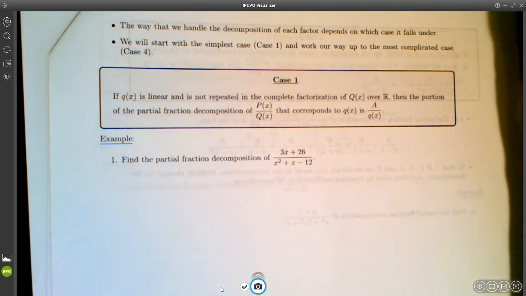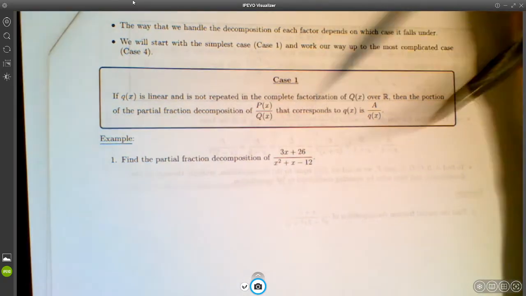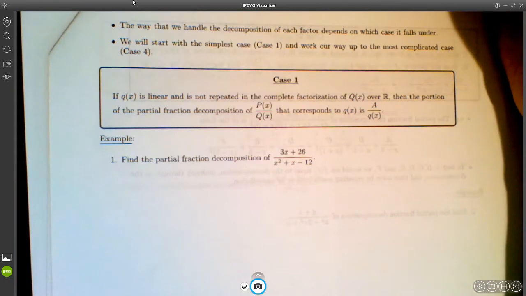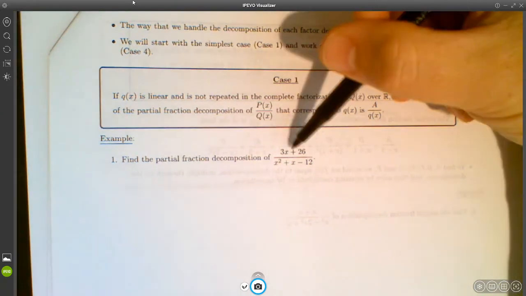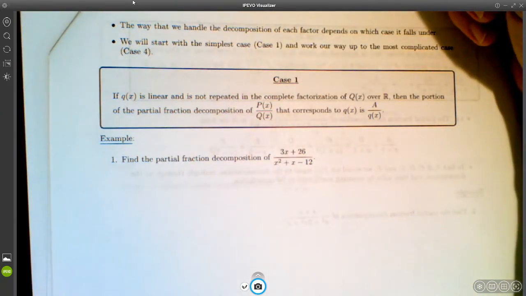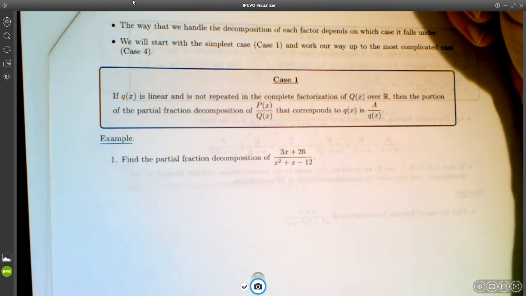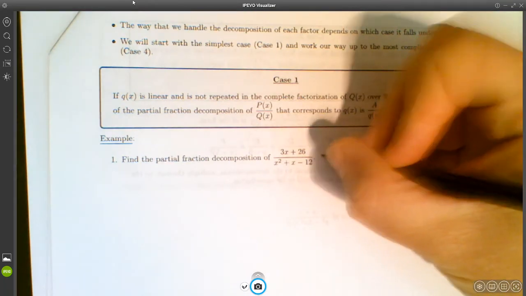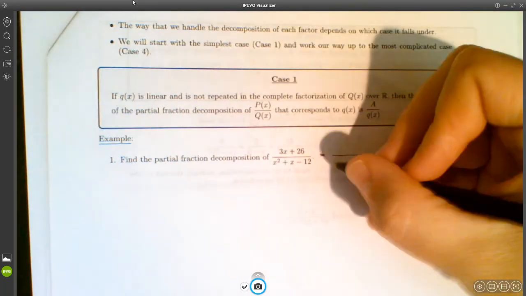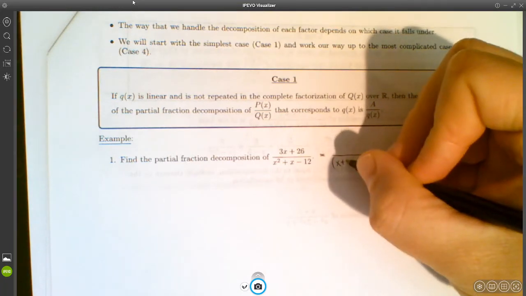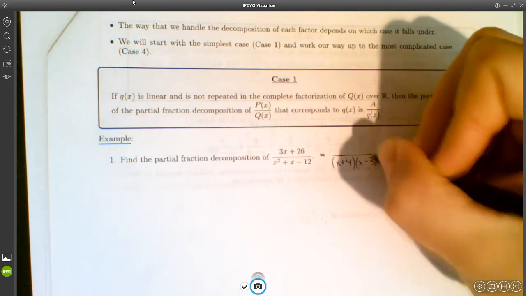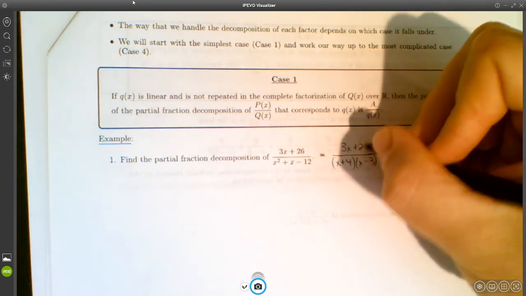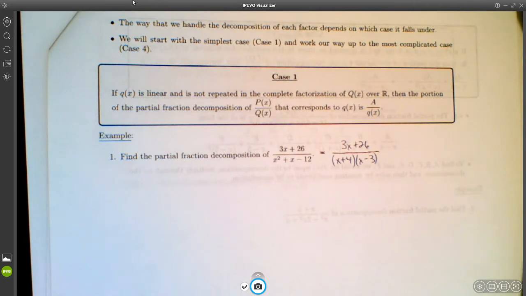So example 1 says, find the partial fraction decomposition of (3x + 26) over (x^2 + x - 12). So the first thing that we're going to want to do is perform long division if the degree of the numerator is greater than the degree of the denominator. It's not in this case, so we don't have to perform long division. The next thing that we want to do is factor. Specifically the denominator. So the denominator here is going to factor as (x + 4)(x - 3). The numerator doesn't factor, and it doesn't matter anyway. We usually don't really care about factoring the numerator when we're trying to perform partial fraction decomposition.